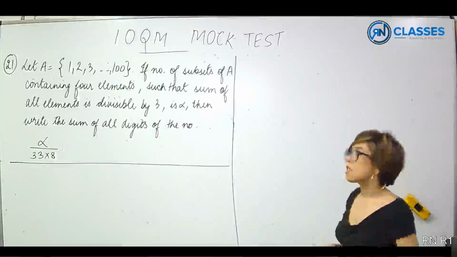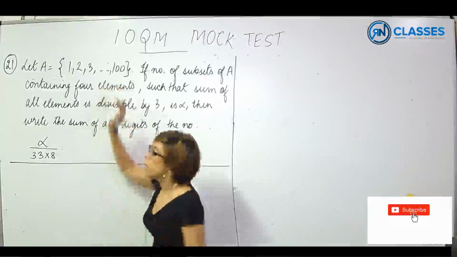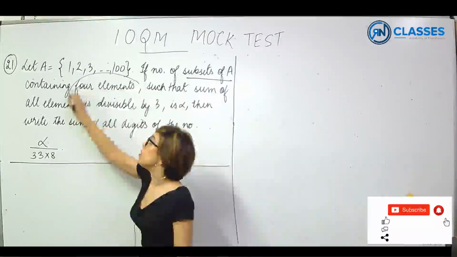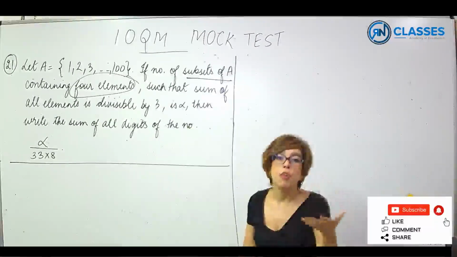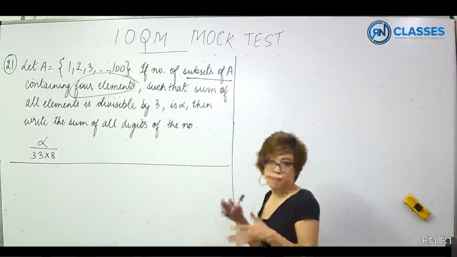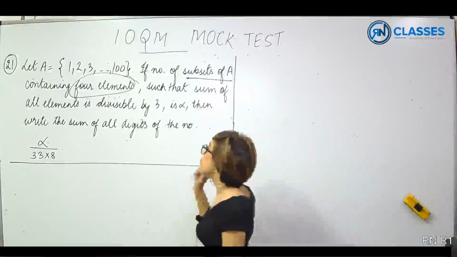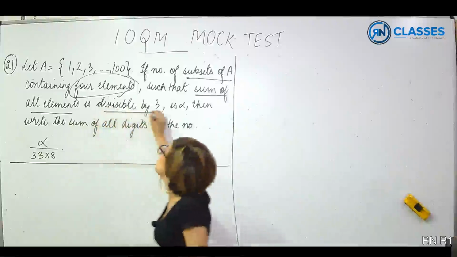Right. On to the next one. Now he says that A is the set containing 1, 2, 3, and so on till 100. Now he says, if number of subsets of A containing 4 elements, that means we only need to talk about subsets which contain 4 elements. So maybe I can have a set containing 51, 63, 74 and 98. Cool. Now he says we need 4 element subsets such that the sum of all elements is divisible by 3.